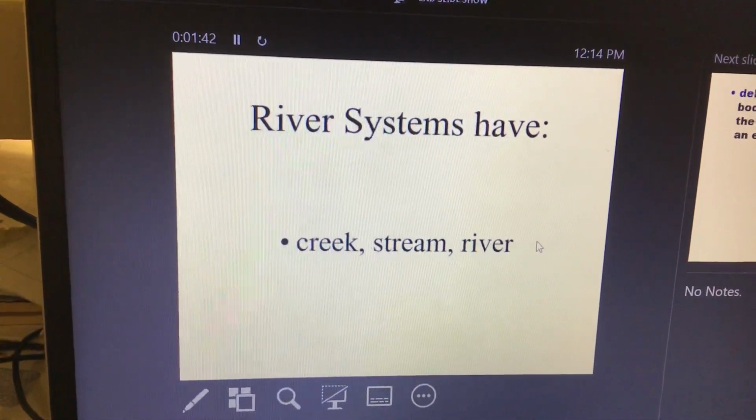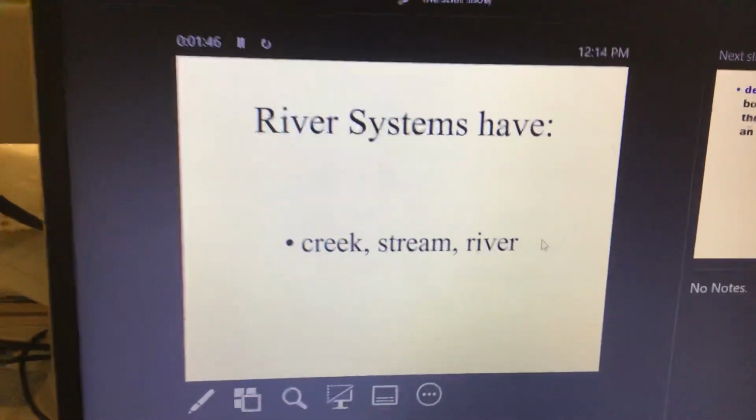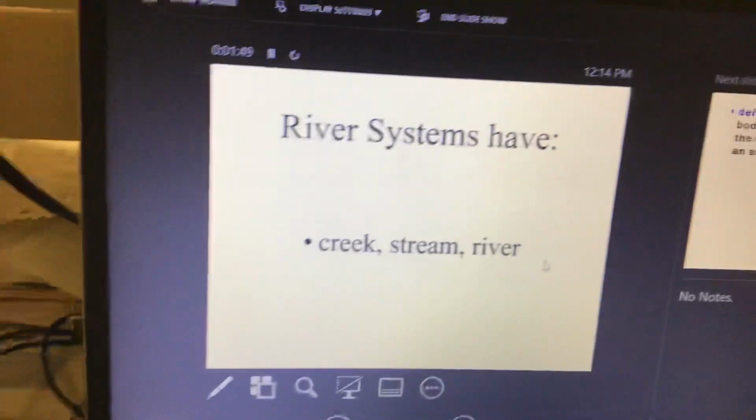Then we've got branches, which would be smaller rivers, and then the trunk would be the large river.